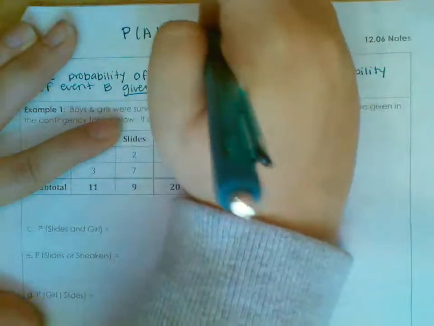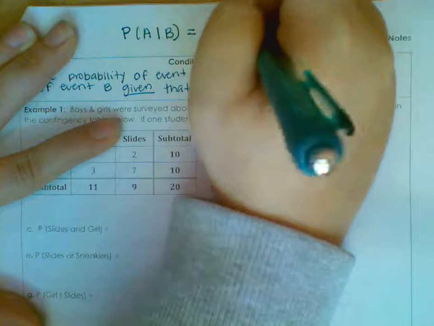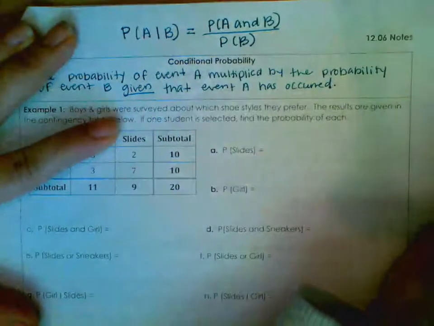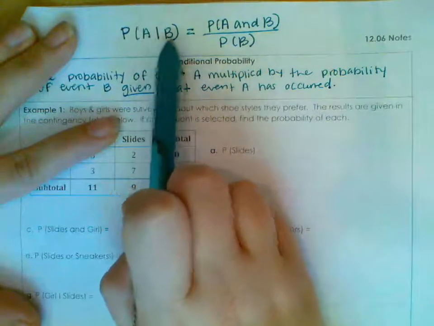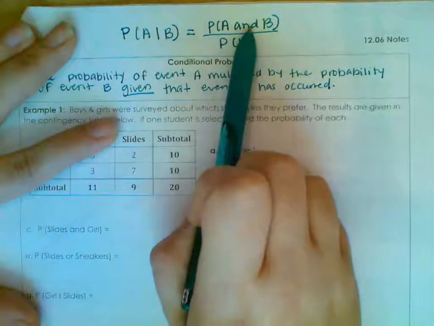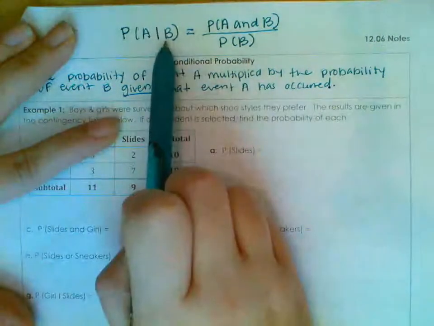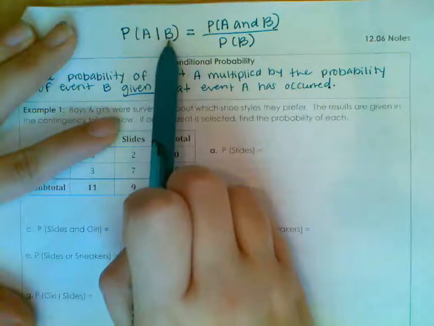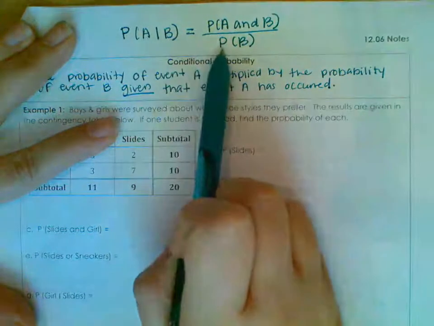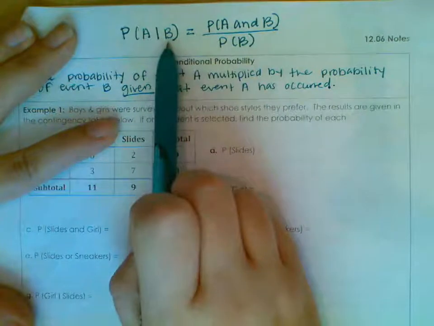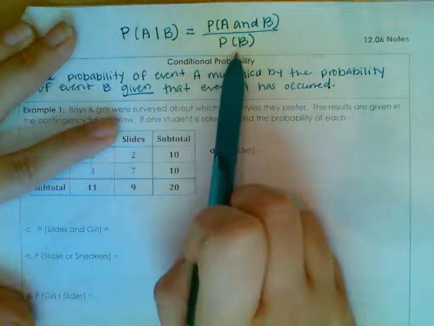So the probability of A given B is going to be equal to the probability of A and B over the probability of B. So to find the probability of A given B, you're going to find the probability of A and B, and then divide it by just the probability of B. You just want to make sure that whatever is listed here, A given B, whatever is given, that is what you are dividing by. So anytime that you are setting up an equation, whatever is given has to be in the bottom of your fraction.